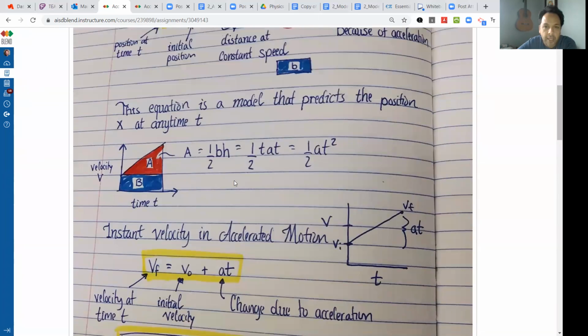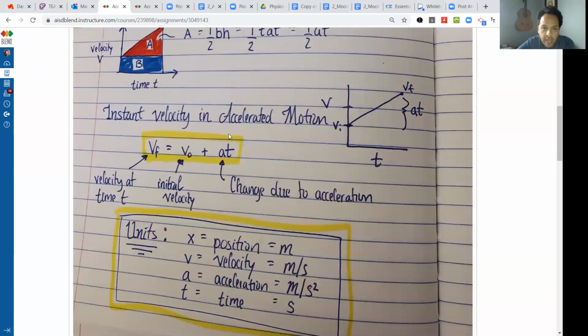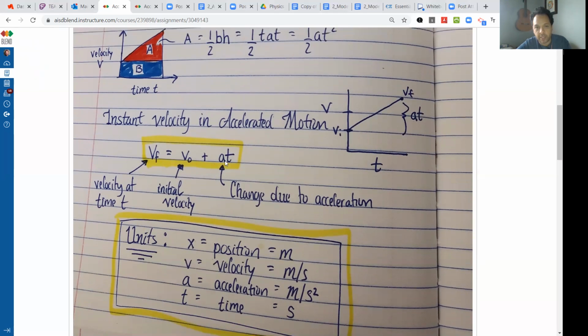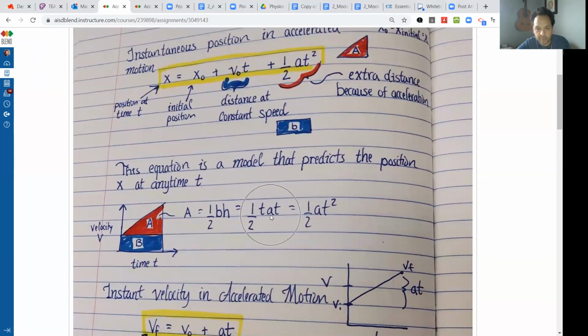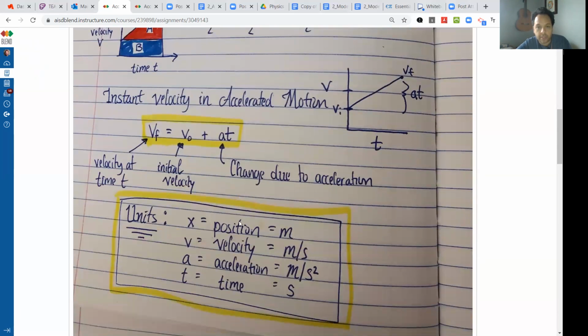All right, so that's for getting position. Whenever they ask for a distance or a position at time t, you use this equation. If they ask for velocity, we're going to use this equation. So initial velocity is here, and then we have acceleration times time, which will get us that final velocity. See, final velocity is your initial velocity plus acceleration times time. That's where this comes from right here. So here are the units. This is important.